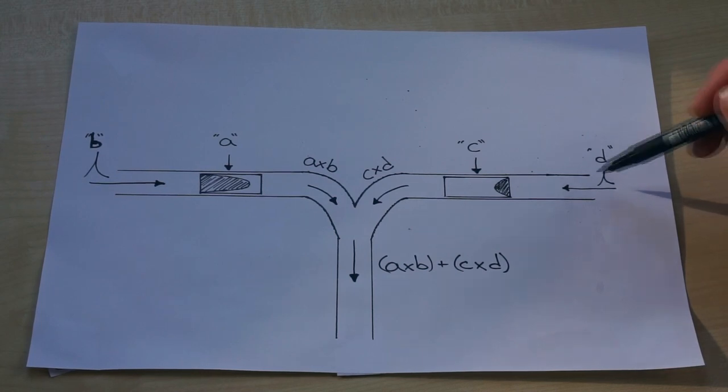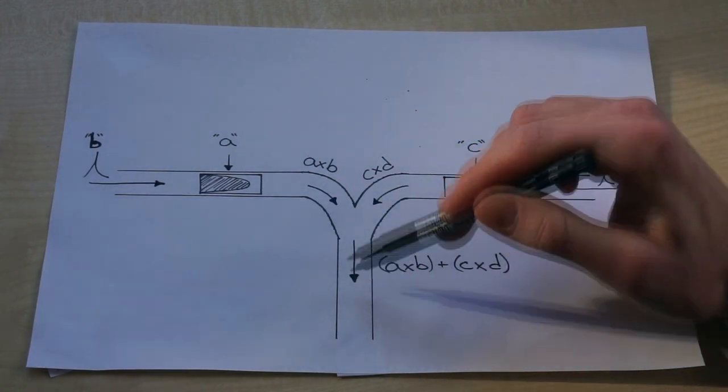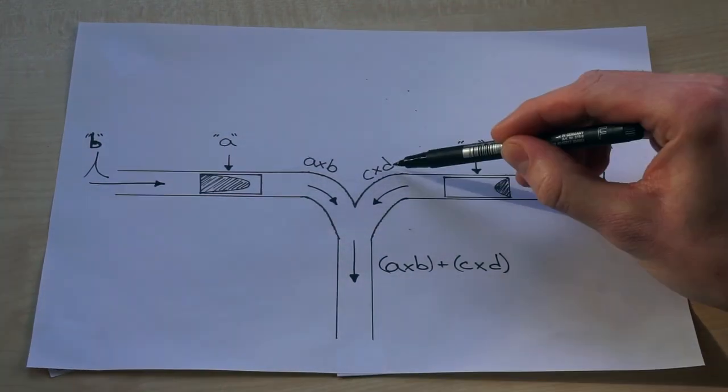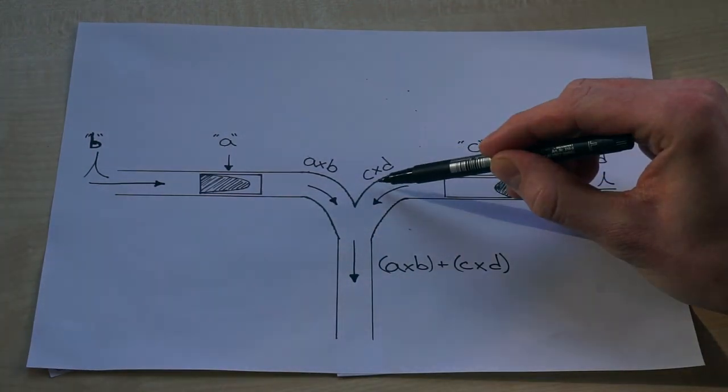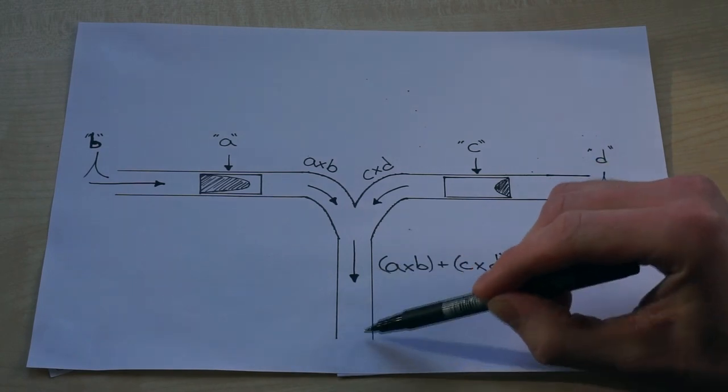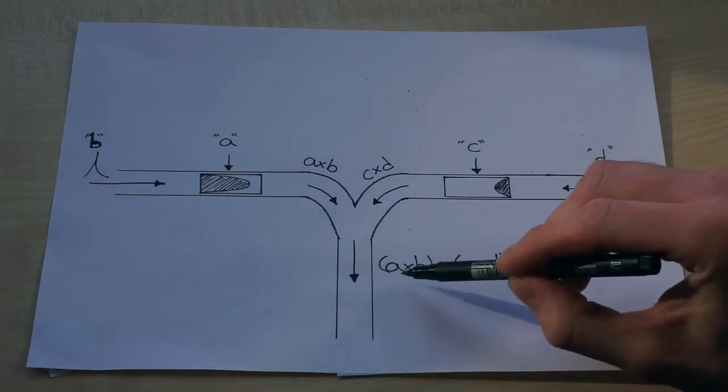Since these two waveguides combine, we have the addition of A times B plus C times D, which outputs to a photodetector. This will give us the result of a two-element matrix vector multiplication.